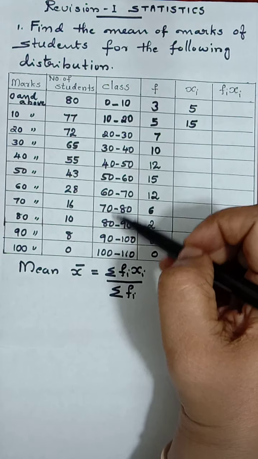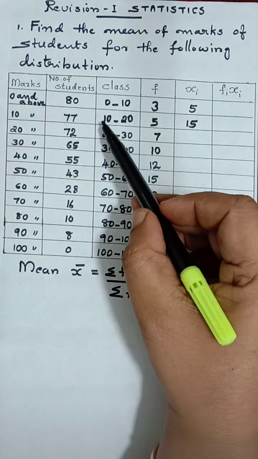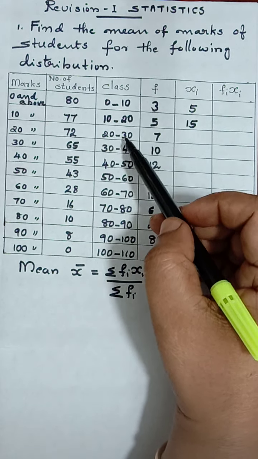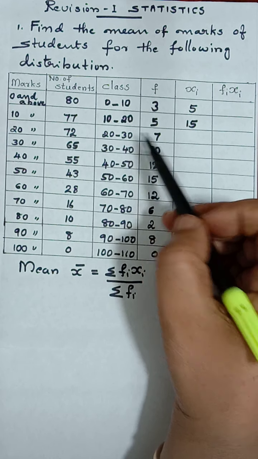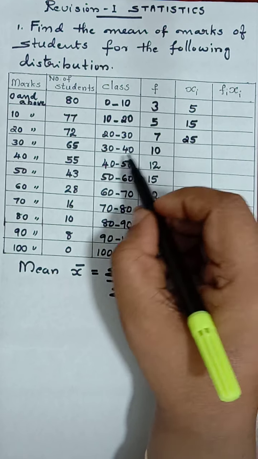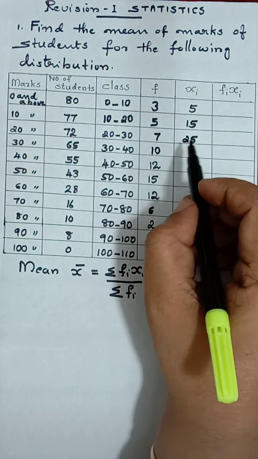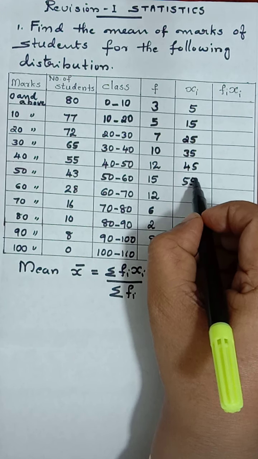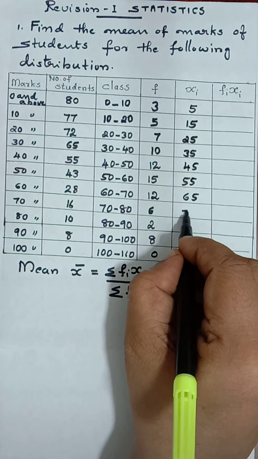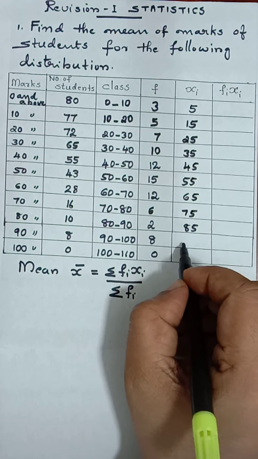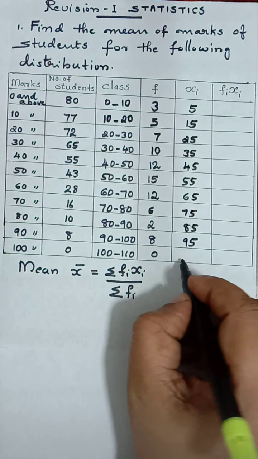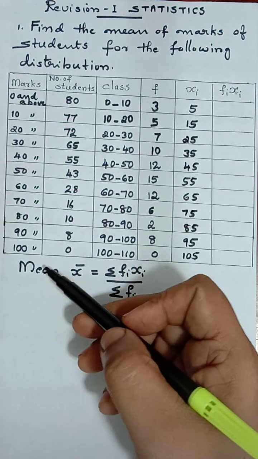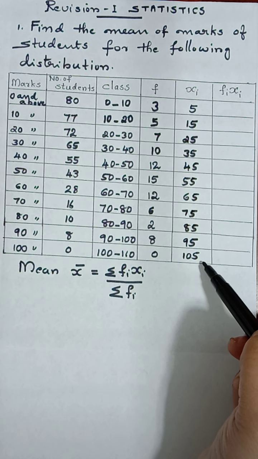So here it is easy. By seeing the number we know which is the mid value number. 10 to 20, 15 is mid. 20 to 30, 25 is mid. But the method is 30 plus 20, 50. 50 by 2 is 25. 30 plus 40, 70. 70 by 2 is 35. Next comes 45, 55, 65, 75, 85, 95, and here we have 105. Actually this step is not necessary, but as they have given 100 above, I have written this also.